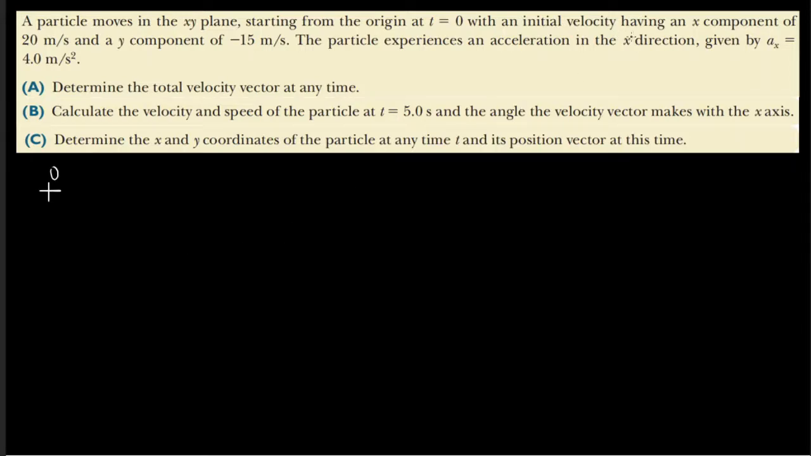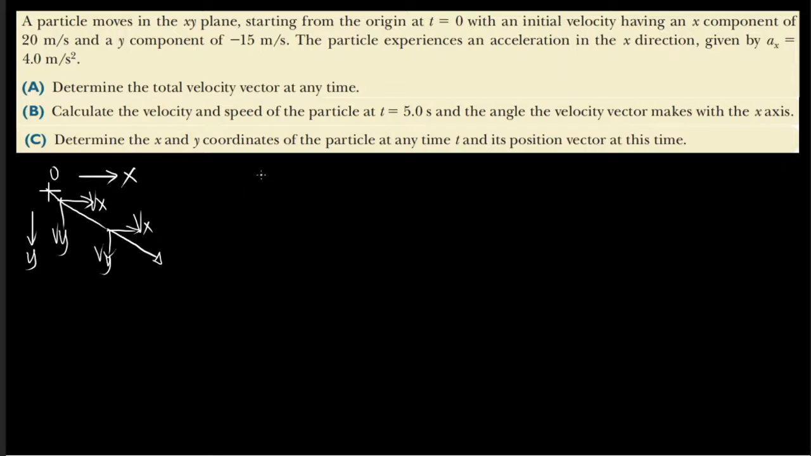But it has an initial velocity having an x component of 20 meters per second, so it's moving in the positive x direction. And a y component of negative 15 meters per second, so it's moving downward in the negative y direction. So it possibly is moving like this. And this is what the velocity is doing to our particle: Vx, Vy. Gradually it goes down. This is the situation of our particle.